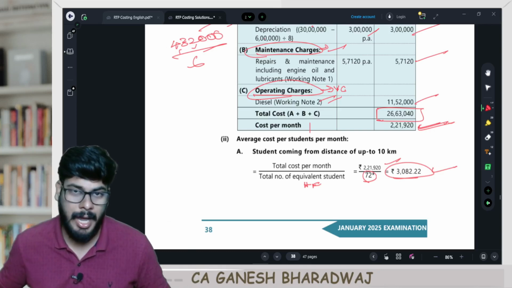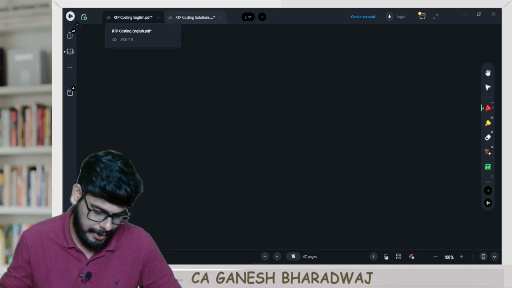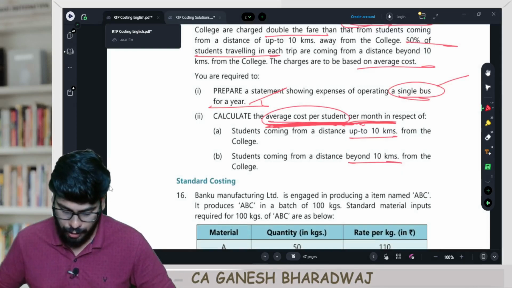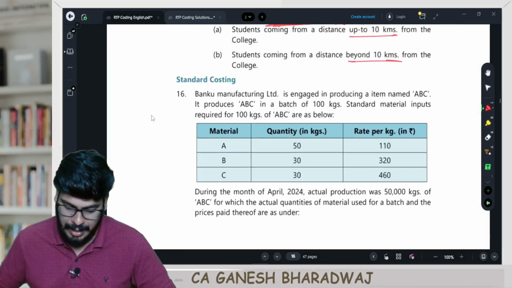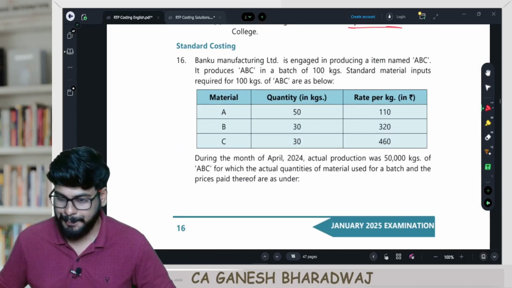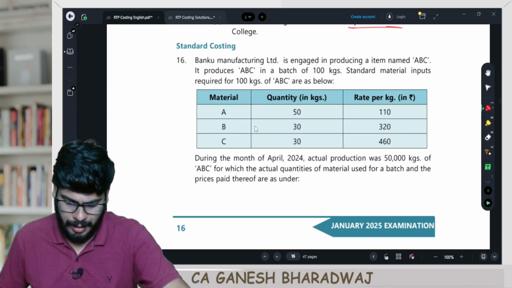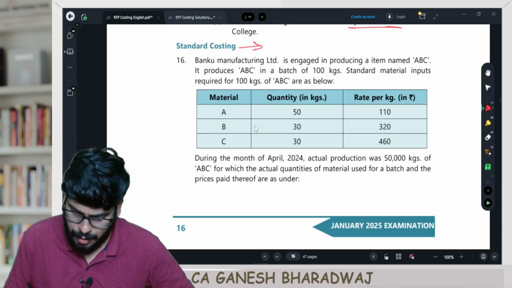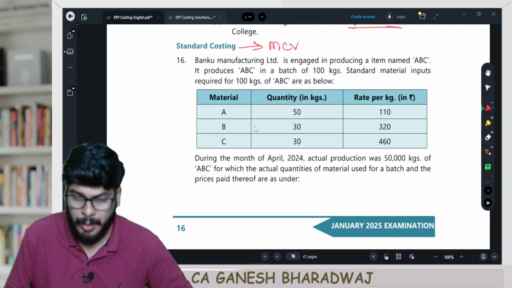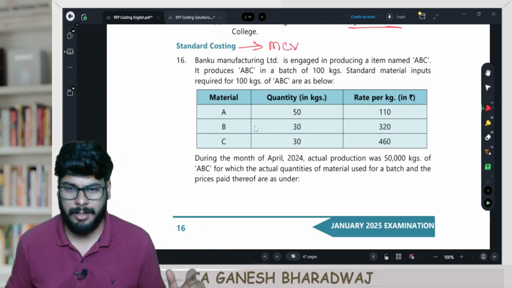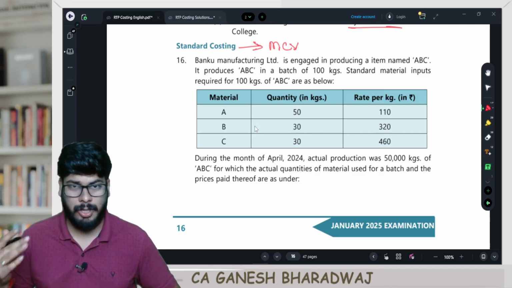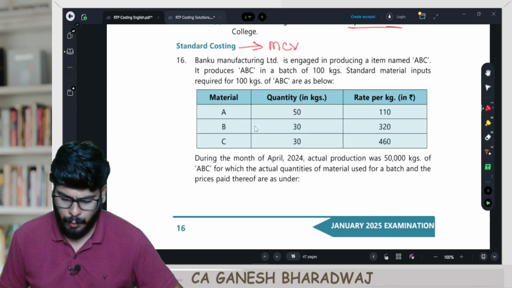So with this, we have completed this particular question. Now let's move on to the next question on standard costing. So this question is on material cost variances. Fully all the material cost related variances are given in this question. So let's quickly read the question.